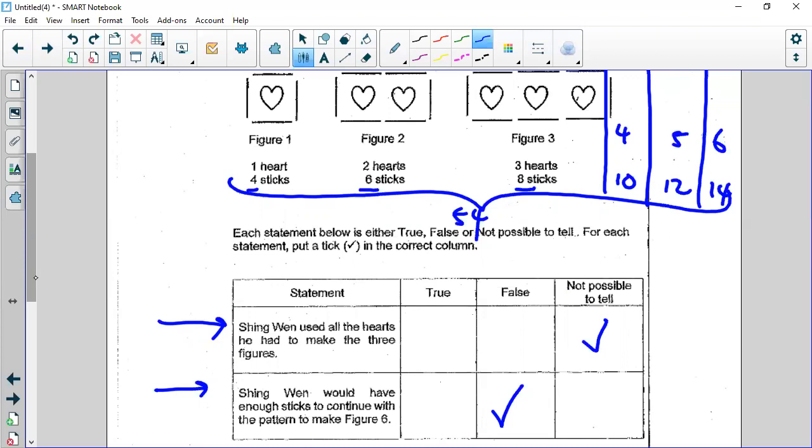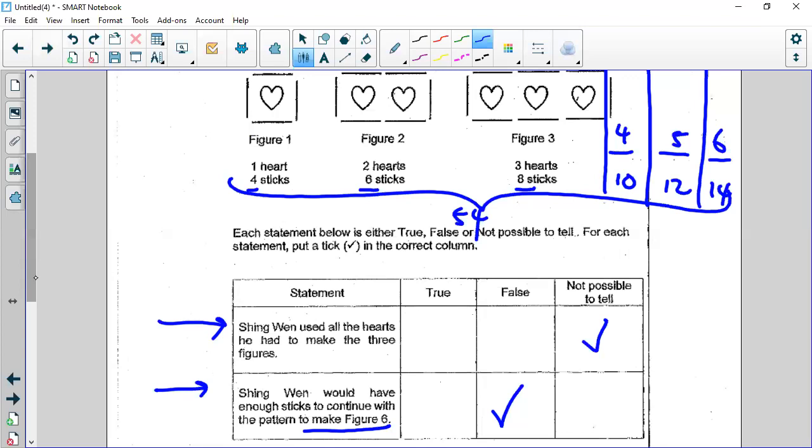But why 44? Because she won't have enough sticks to continue to make figure 6. So you have figure 1, 2, 3, 4, 5, 6, right? If you look at the picture, you only got figure 1, 2, 3 only. Then where's your 4, 5, 6, right? So figure 4 will have how many? 10. And how do you get 10?